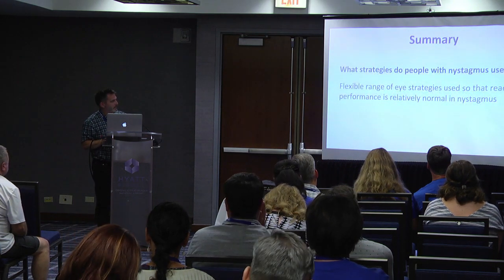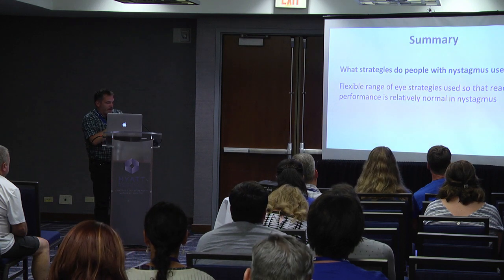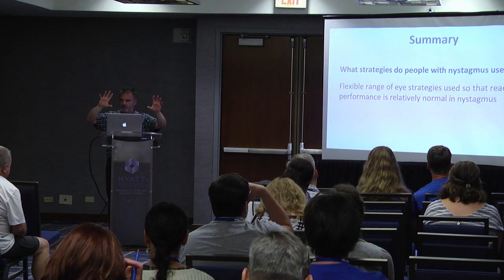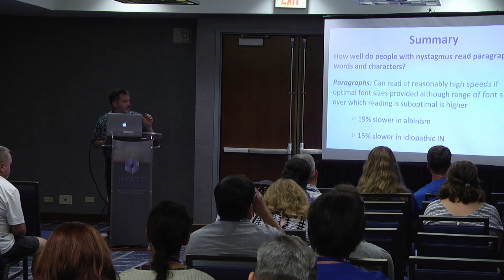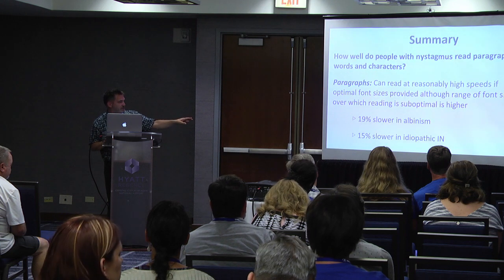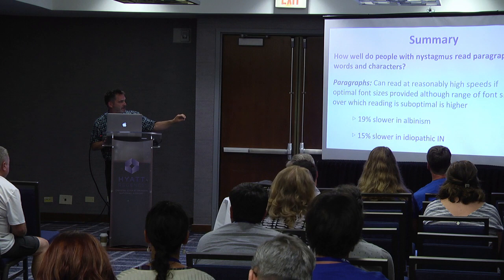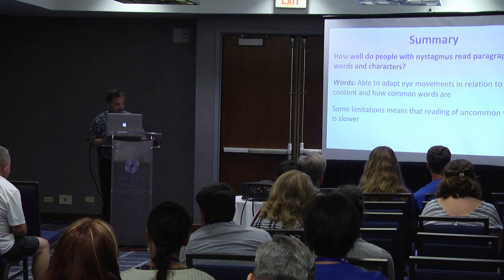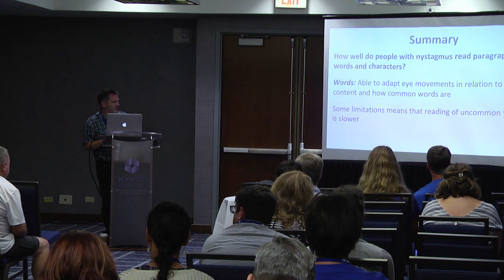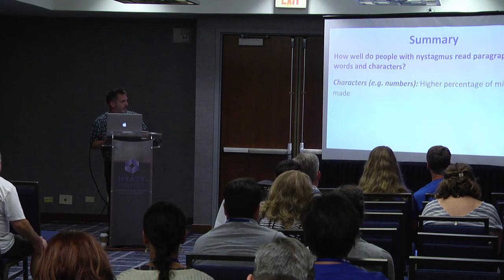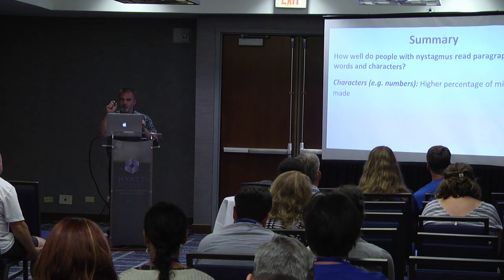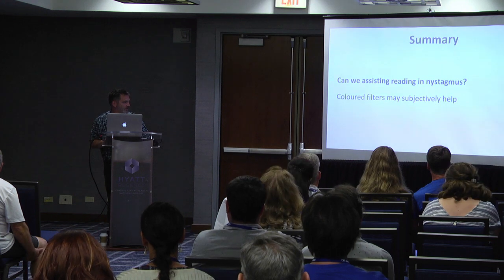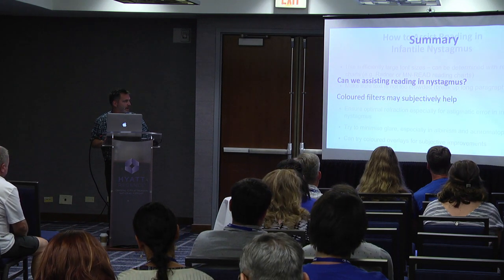Now, my summary for reading is this. People with nystagmus seem to have a very good, flexible range of strategies that they use. They work it out. As a result of that, they read paragraphs pretty well. We only find that reading speeds are about 20% slower in albinism and 15% slower in idiopathic nystagmus. Word reading is pretty good as well. People with nystagmus are able to adapt their eyes so that they can read well. There are some limitations, which means that their reading of some uncommon words is slower. But character reading is particularly a problem. Getting hold of those individual characters is particularly a problem. Can we assist reading in nystagmus? Well, we're saying that colored filters may subjectively help.